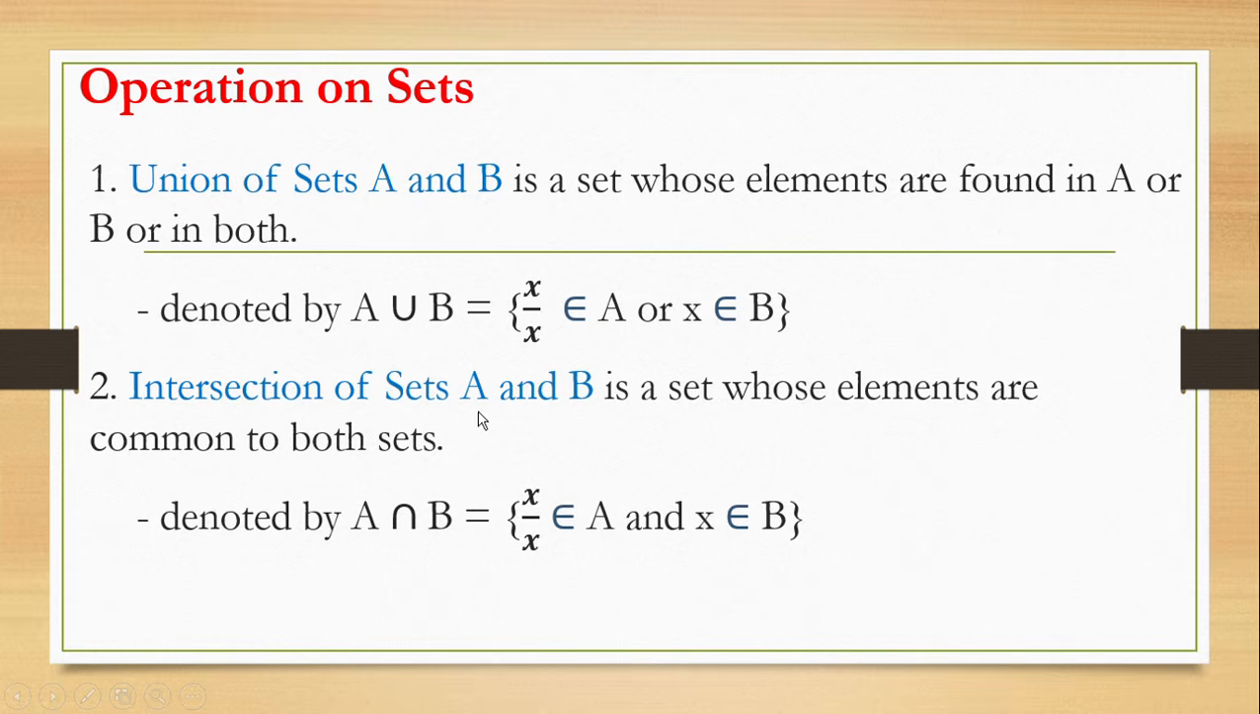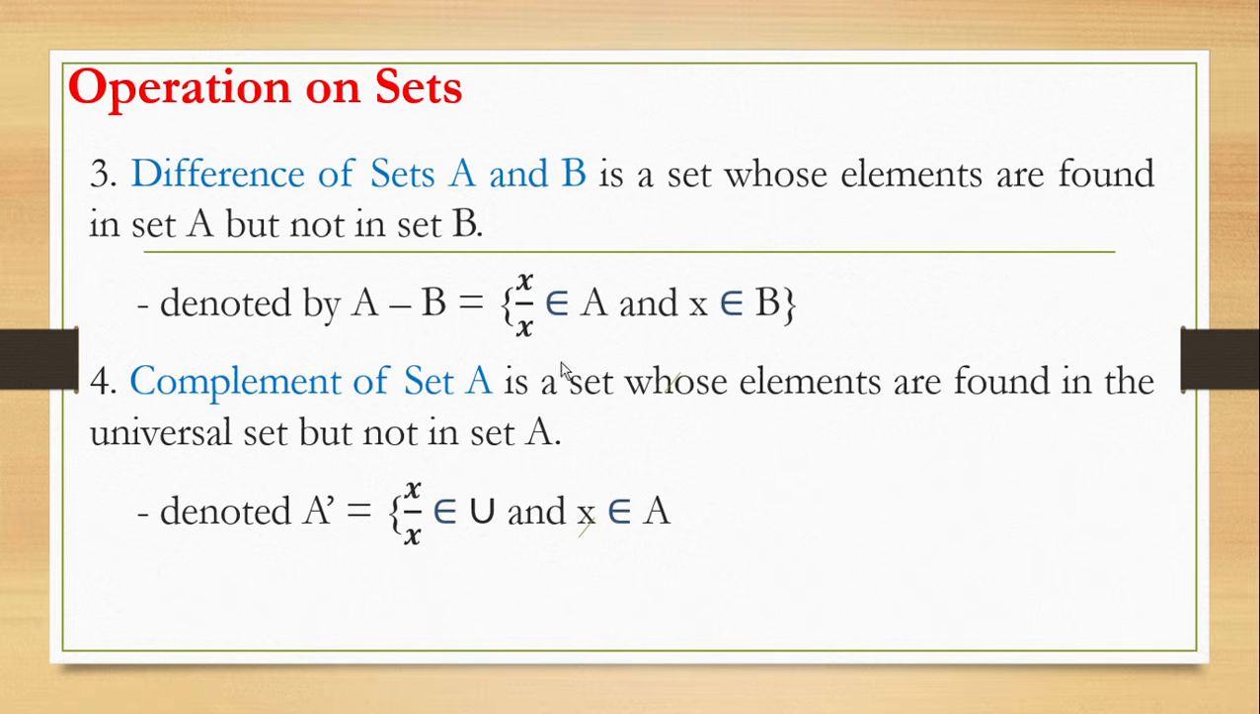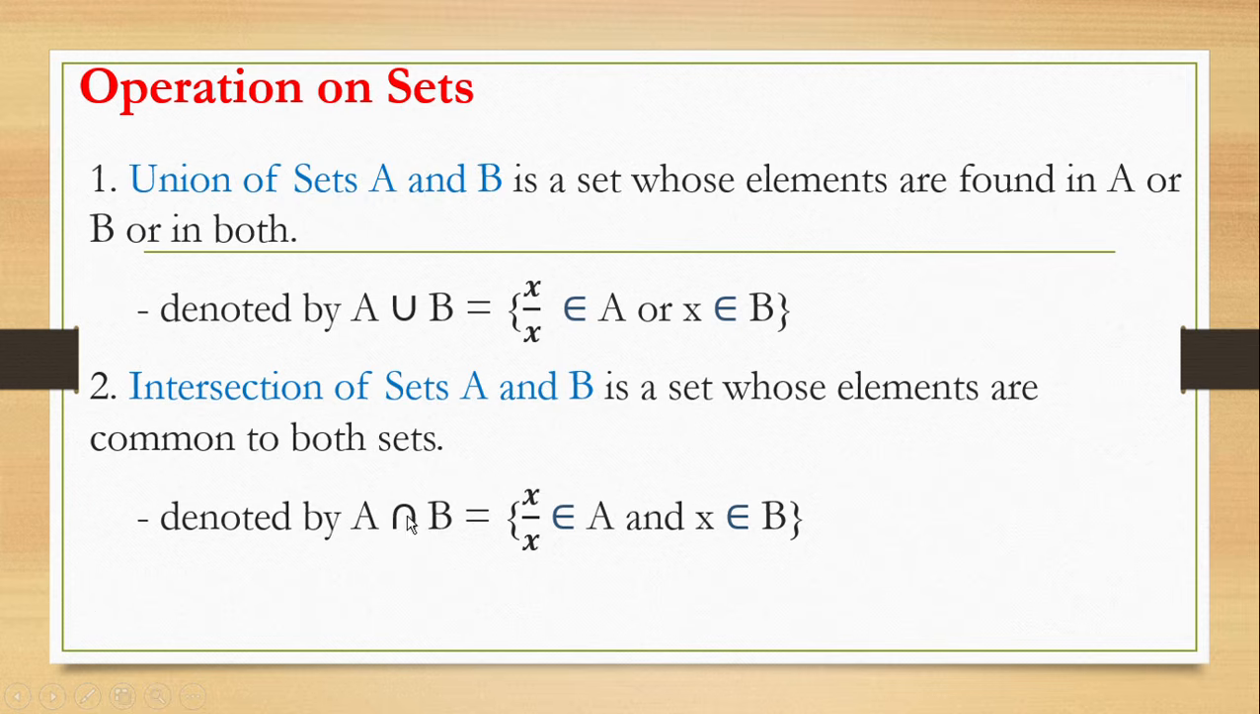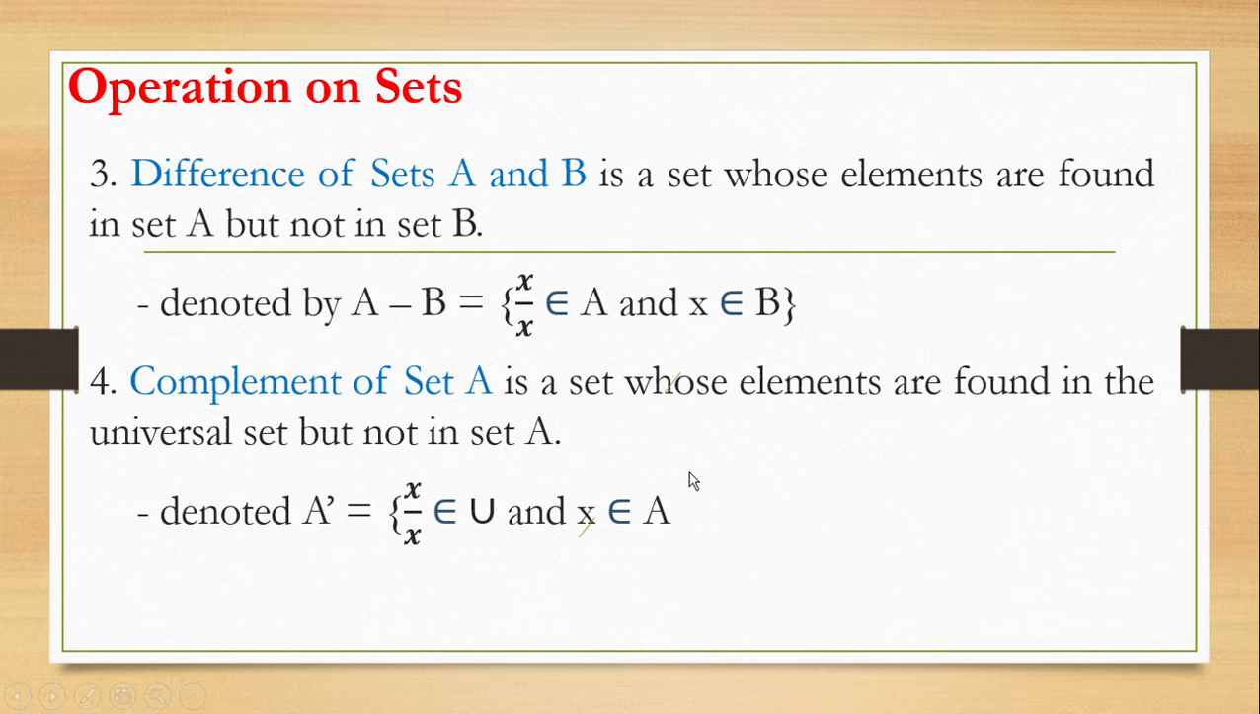While the intersection of sets A and B is a set whose elements are common in both sets. So, yan. Intersection. Nagkaroon sila ng intersection. Nagkaroon sila ng parehas na intersection sa A and B. So, dinenote siya ng baliktad na U, is intersection. Yan ang ibig sabihin. Next, we have the difference of sets A and B. It's a set whose elements are found in set A but not in set B. O, di ba? Denoted by A minus B. O, di ba? So, yan yung mga tatandaan niyo yan, ha? Yung itong mga symbols natin na to.